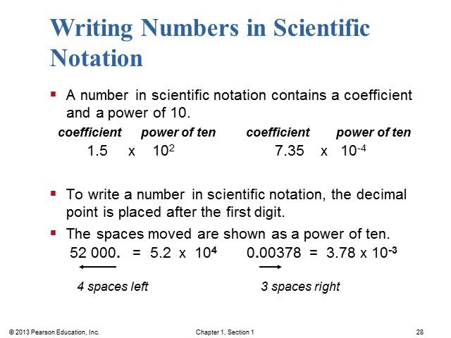So here the first number we call a coefficient. So we have 1.5 times 10 to the second power. And 10 to the second power, if you square 10, you get 100. So that's saying 1.5 times 100. And if you multiply 1.5 times 100, you get 150.